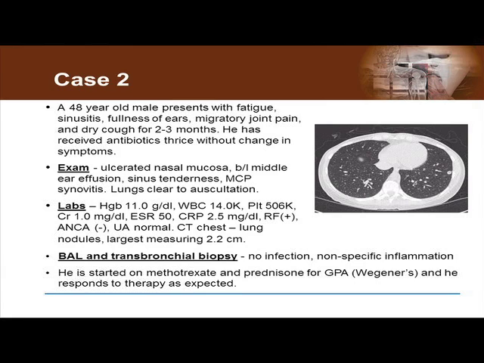So the question regarding this patient is, how should this patient be monitored? A, laboratory blood tests every month. B, laboratory blood tests every month with urinalysis. C, laboratory blood tests every 3 to 6 months since he is on stable immunosuppression and felt to be in clinical remission. Or D, test only when there is clinical relapse. Go ahead and make your selection.